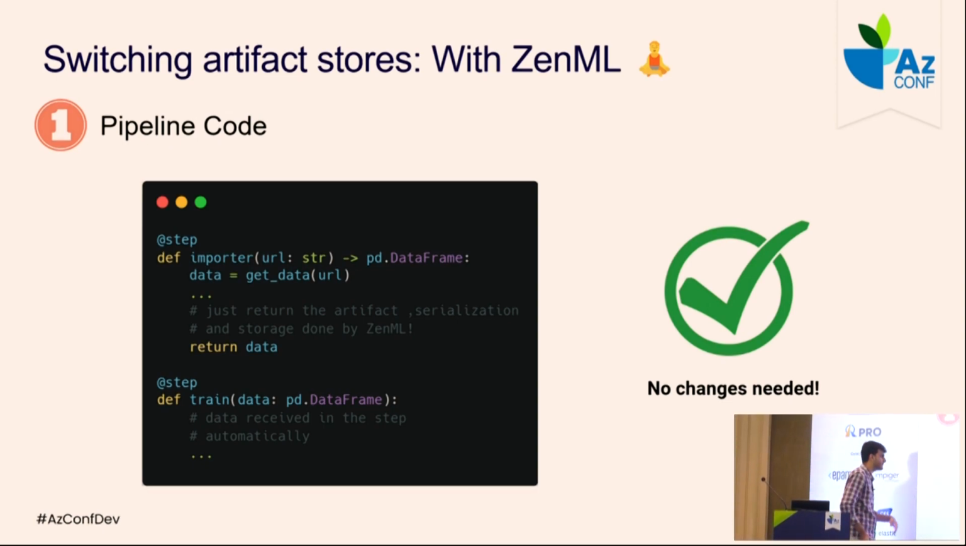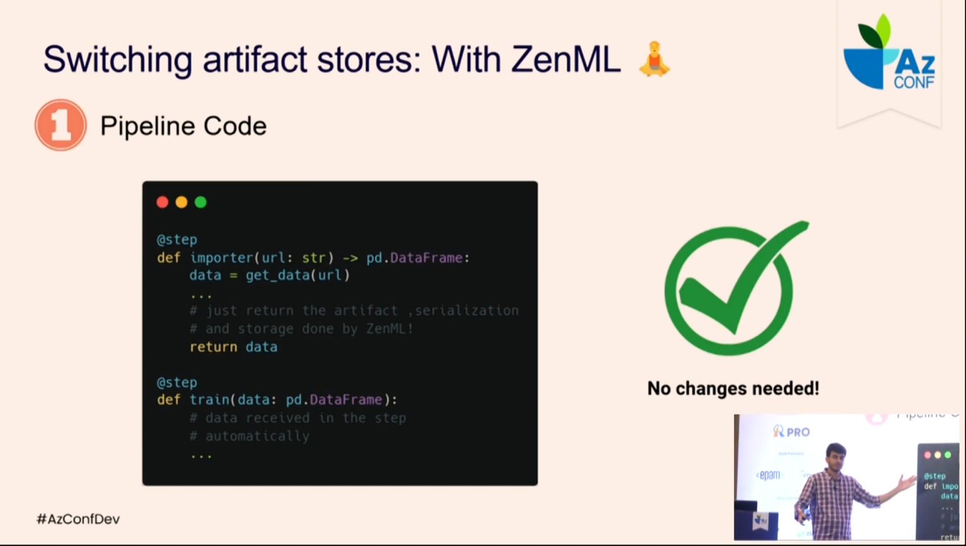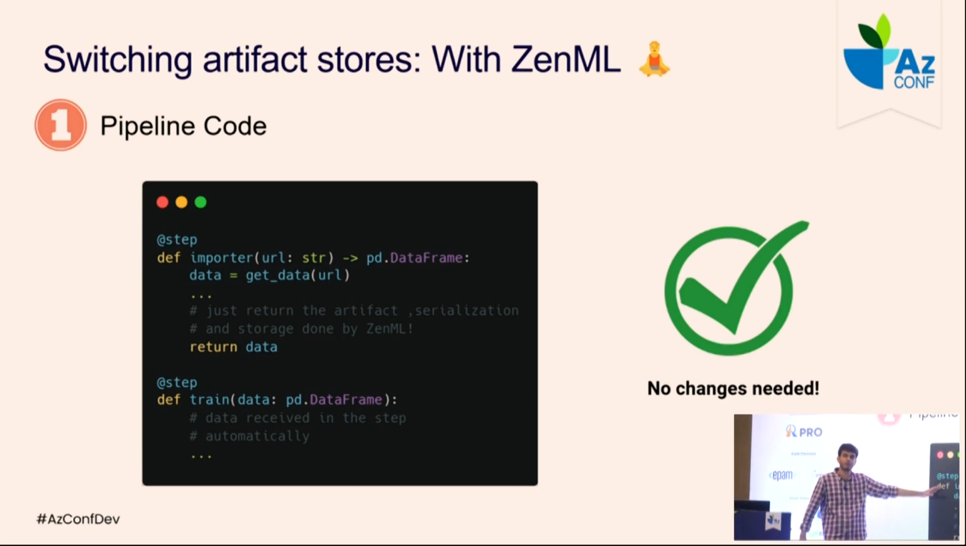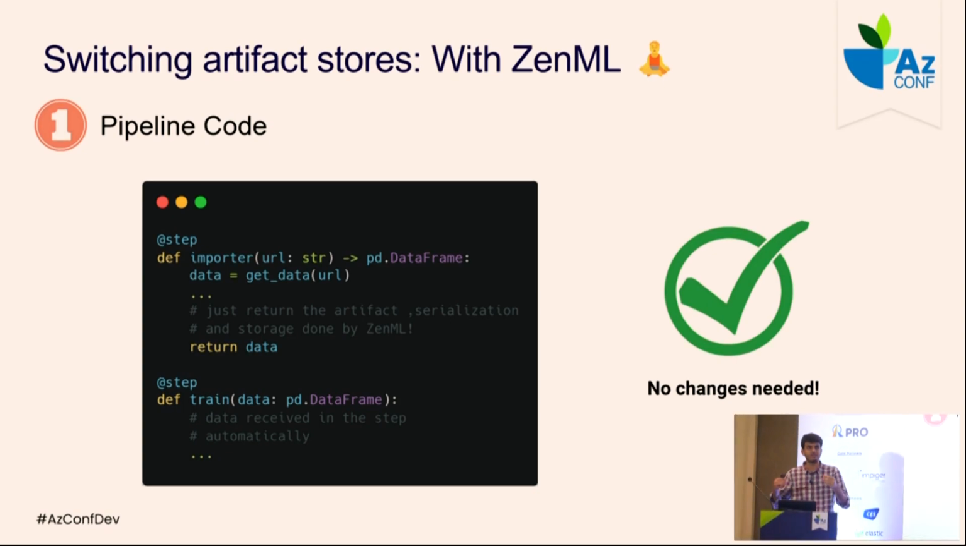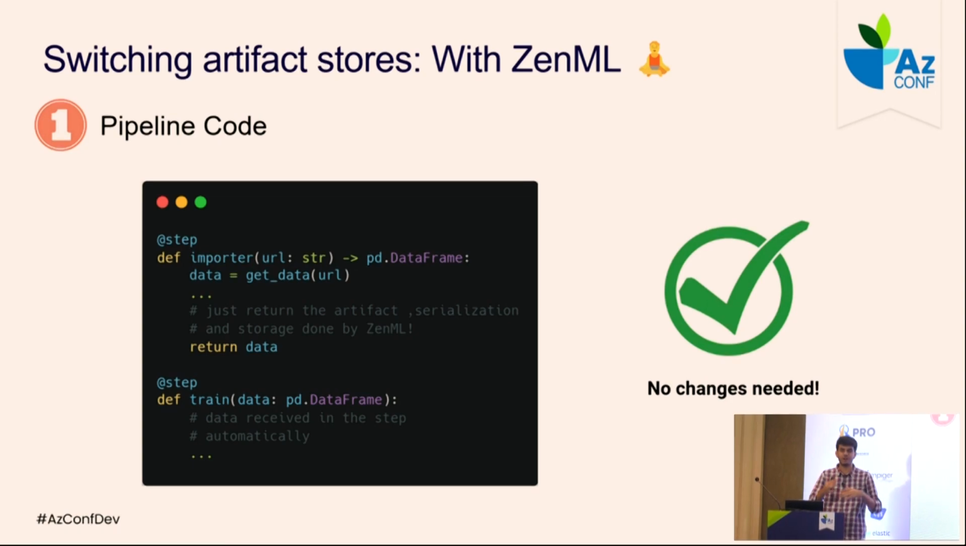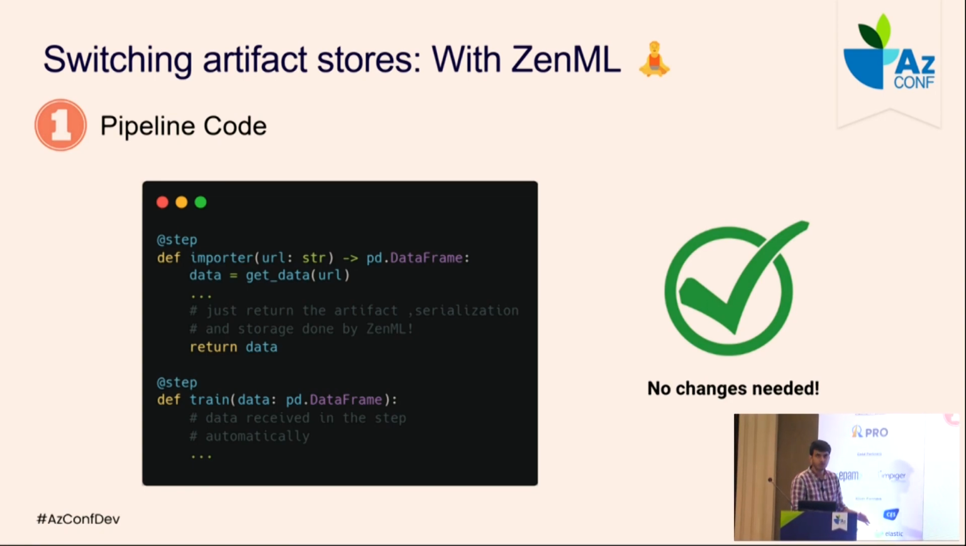So you have this step decorator, which tells ZenML that this is a machine learning step, and it has the same code as before. So you don't have to repurpose your existing code to work with ZenML. If you have a notebook which has some code that already exists, you can just refactor that into these functions. ZenML only expects you to have different functions for different steps.